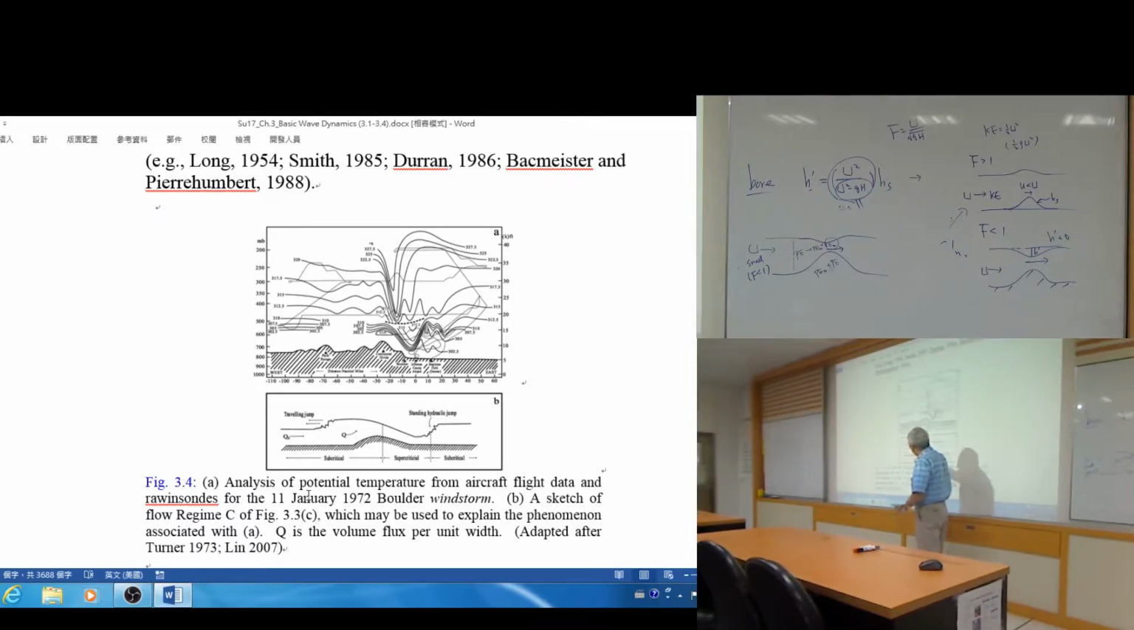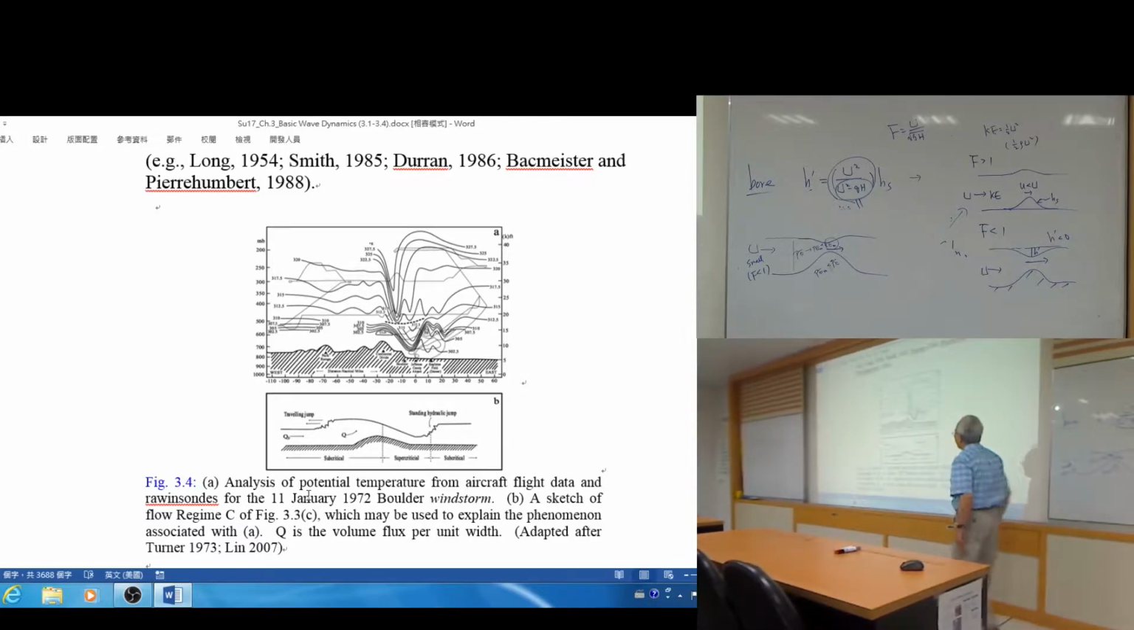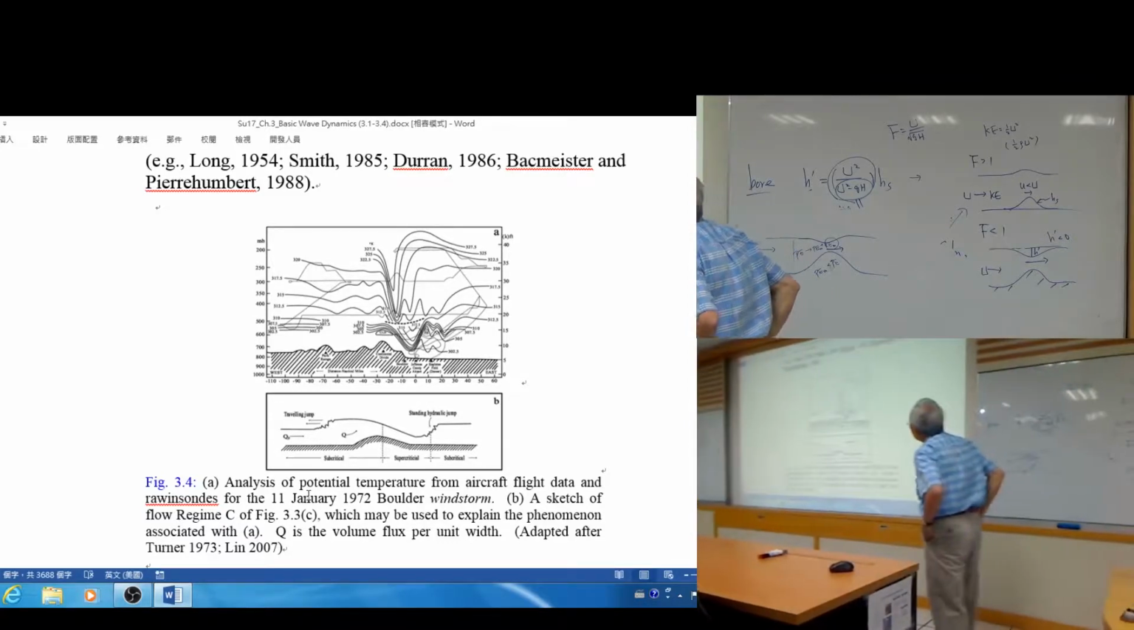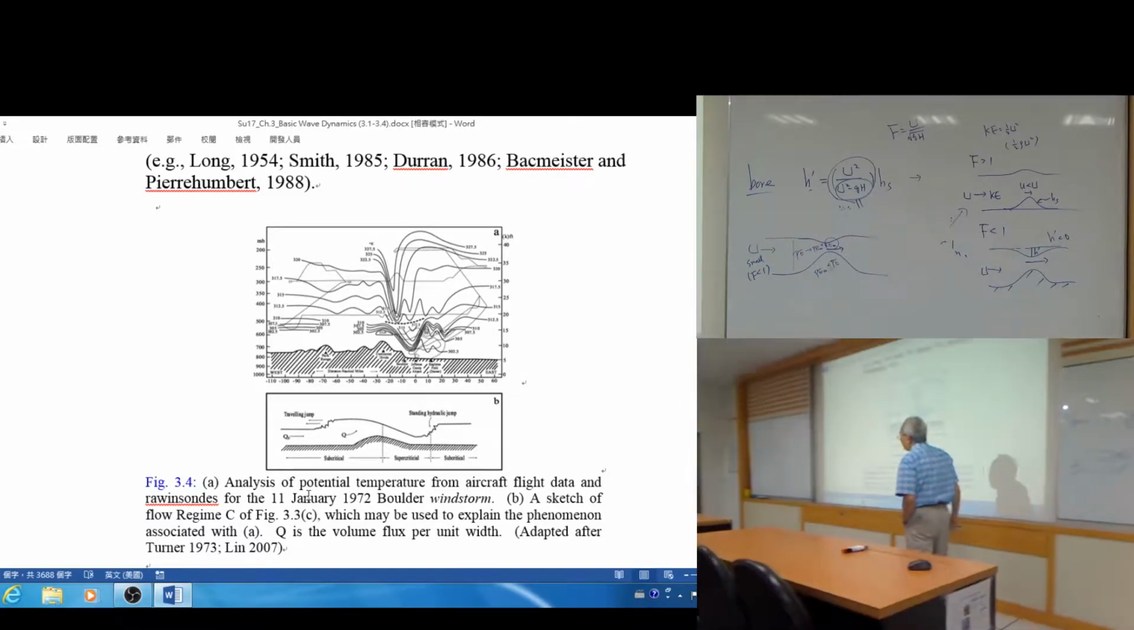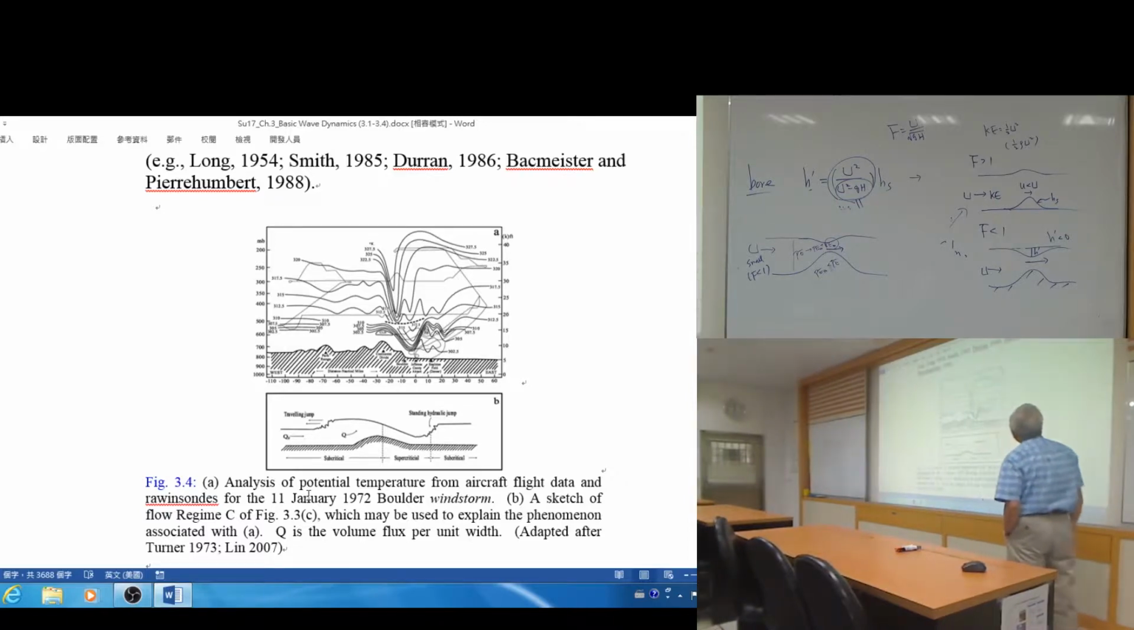A conceptual model is like this: you have an upstream propagating jump and a downstream propagating jump. The solid lines in the upper part are isentropes of potential temperature. Do you see those curves?